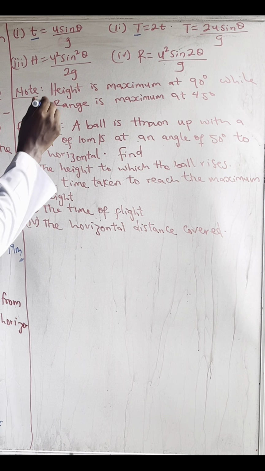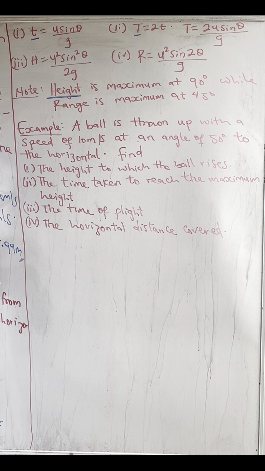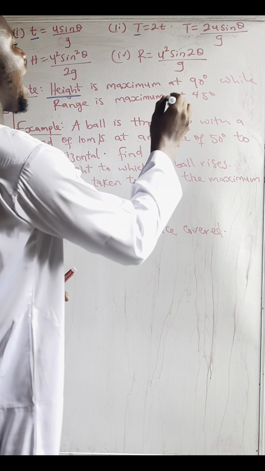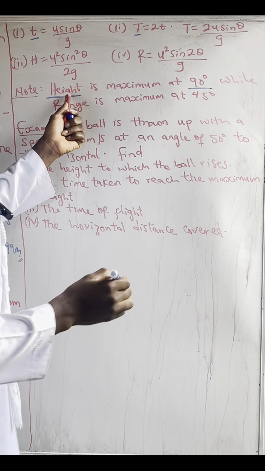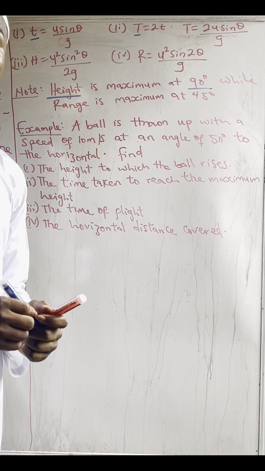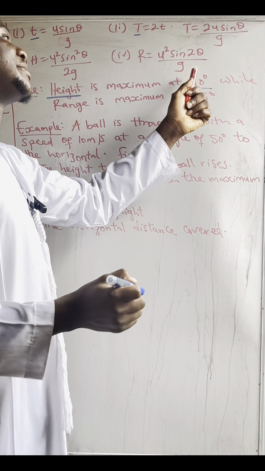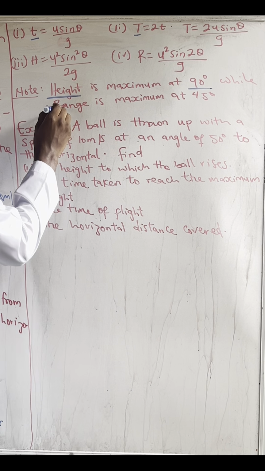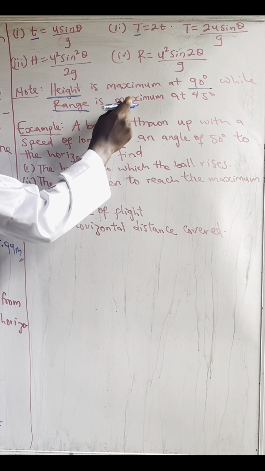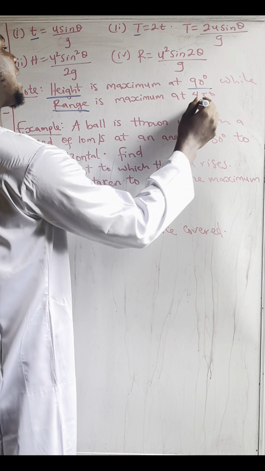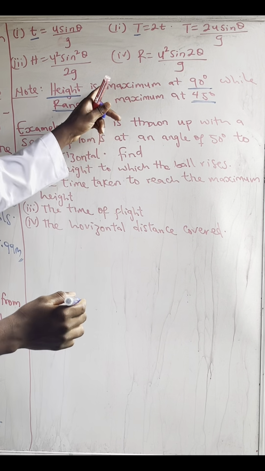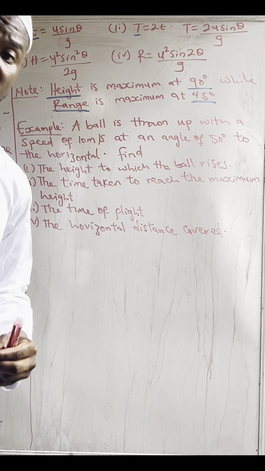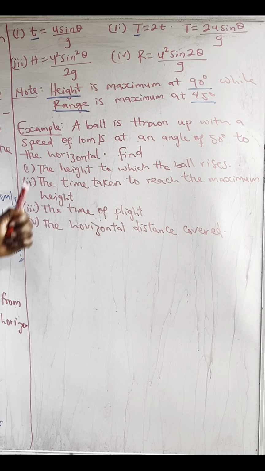What you have to note is that the maximum height of a projectile motion will be maximum when the angle is 90 degrees, while the range would be maximum at 45. You must not forget. So let's look at a particular example.